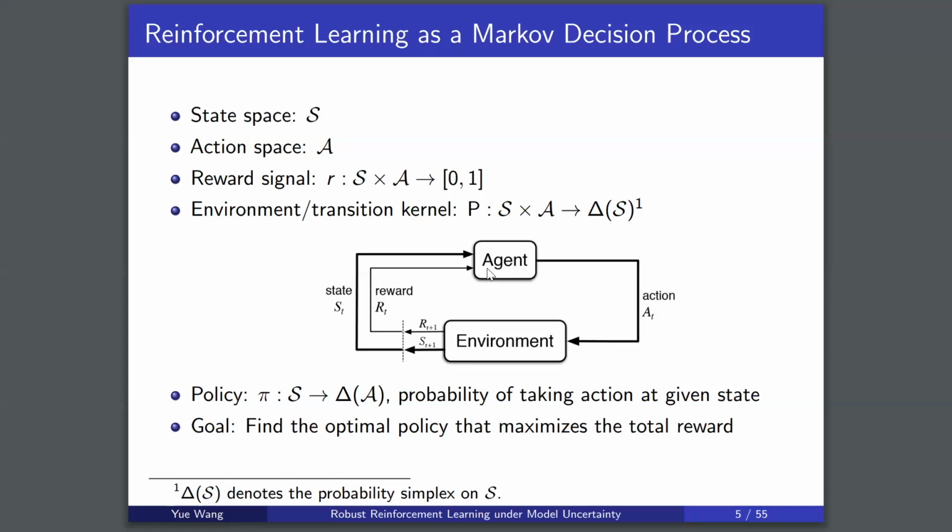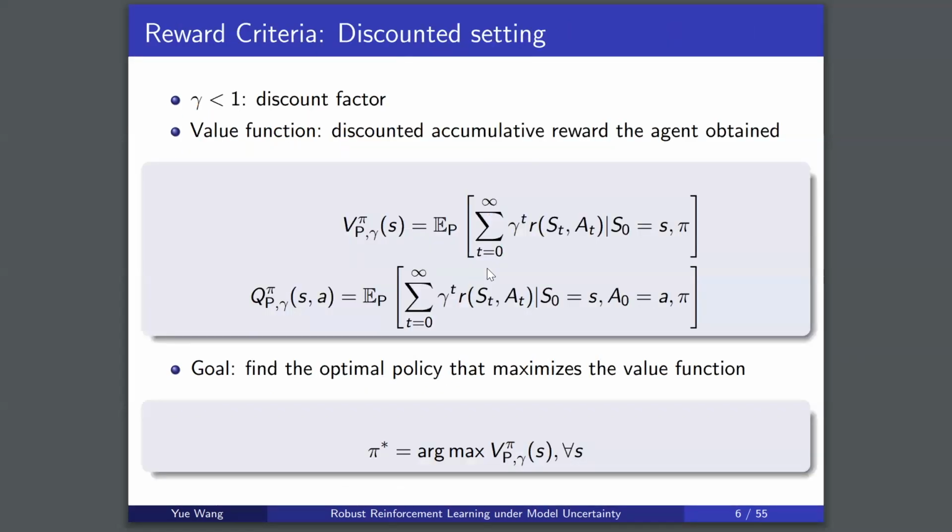During this interaction, the strategy of the agent to take actions is characterized by a policy function, which is a function mapping each state to the probability of taking actions. The goal of reinforcement learning is to find the optimal policy that maximizes the total reward the agent receives during this interaction. So how do we measure the total reward during this interaction?